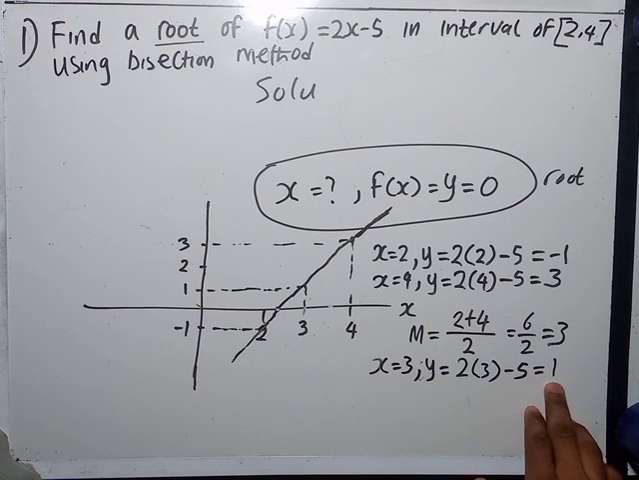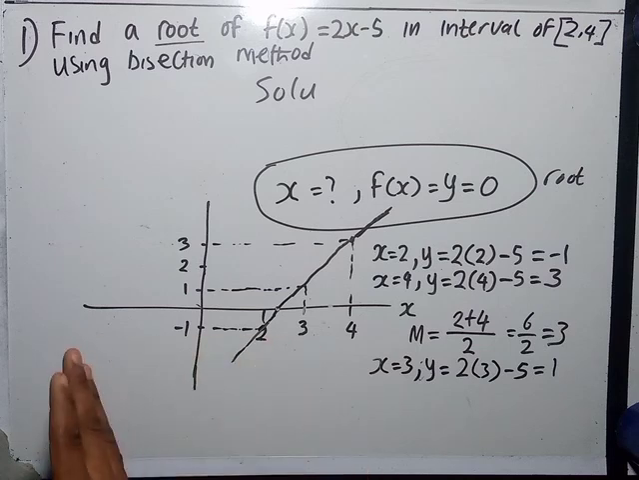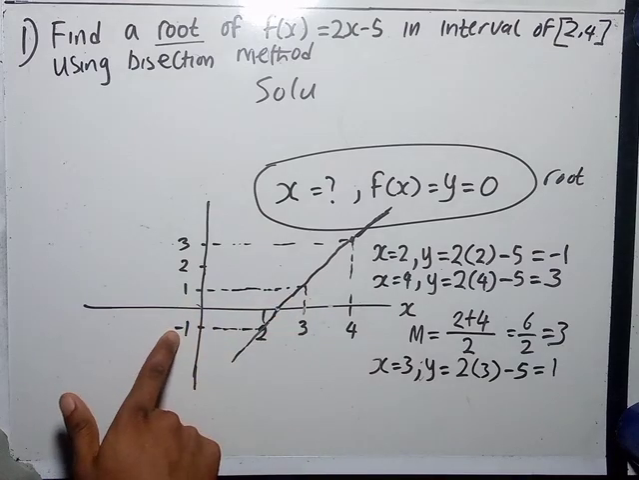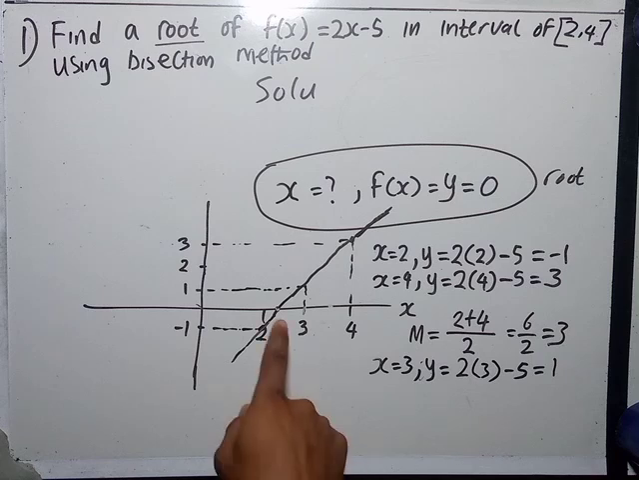Since it did not give us 0, and since our 2 is giving us minus 1, and our 3 is giving us 1, 0 is in between the two of them. So we have gotten a new interval. Now we want to find the value that is in between the two of them.